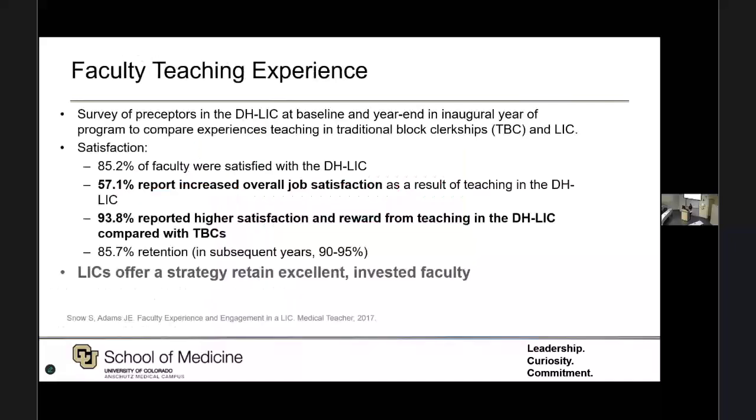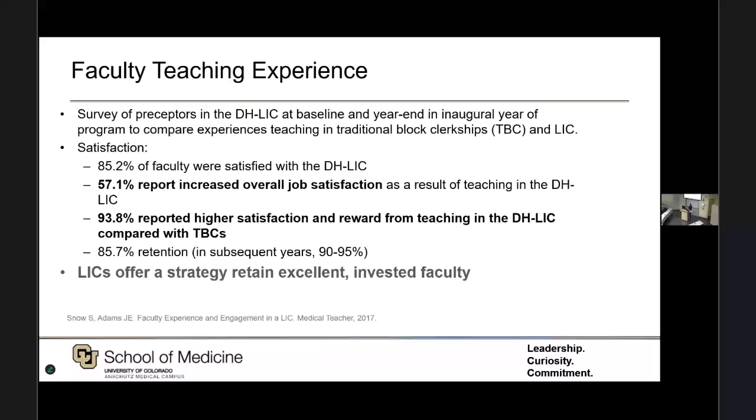This study comes out of the CU model and surveyed preceptors at the end of the first year of the Denver Health LIC. Almost all of the faculty who were surveyed were satisfied with the LIC, but satisfaction isn't really the metric that we care so much about. I think the other metrics are more interesting, including increased overall job satisfaction as a result of teaching, and higher satisfaction in reward and teaching in the LIC compared to block models. And those are pretty remarkable numbers.